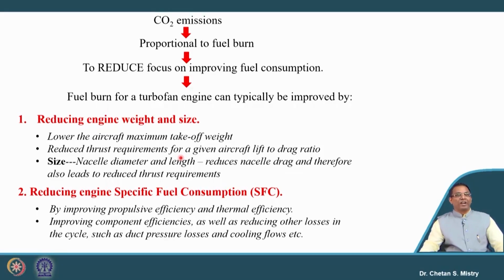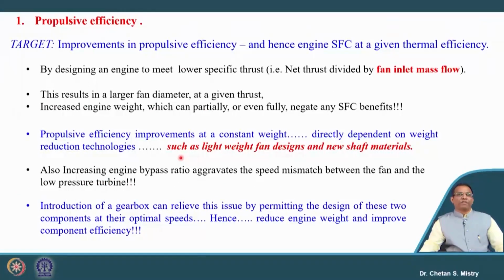Second is related to the improvement, or reduction, in specific fuel consumption, and that can be addressed by improving the propulsive efficiency and thermal efficiency of the cycle. In order to improve that, we need to look at each component level efficiency, because if we are able to reduce the losses, we are able to improve the efficiency, and that will lead to reduced specific fuel consumption. So now let us look at the different targets.